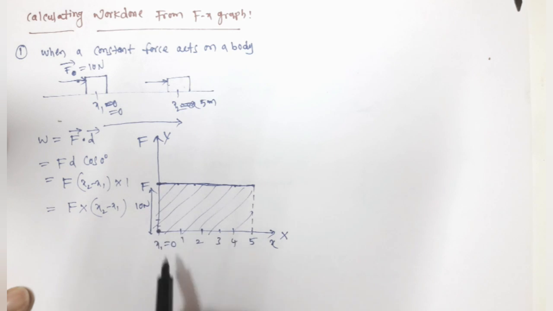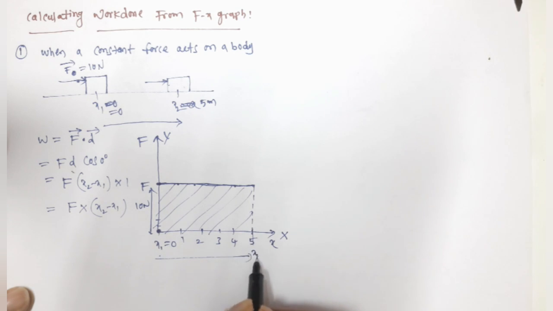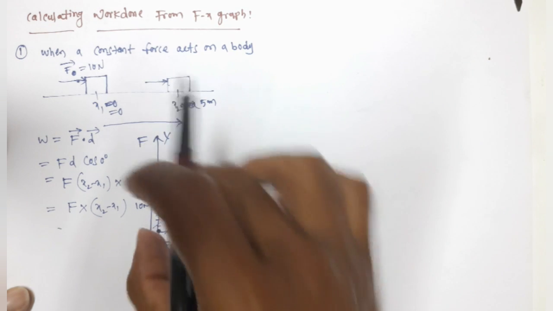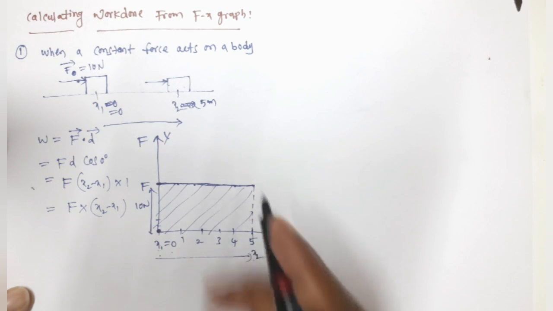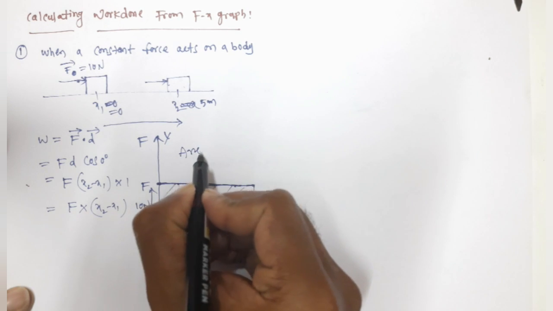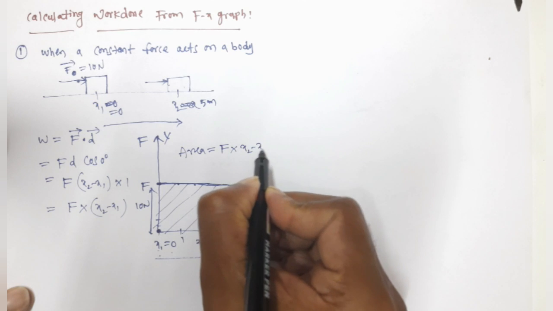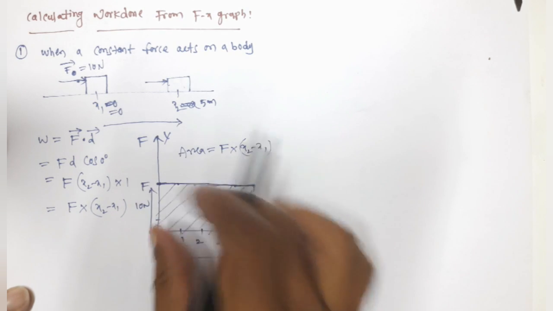This is 10. And what about this value, guys? What is the distance from here to here? This is x1, and this one you are calling x2. So x2 minus x1. If you want to find this area, if this value is F and this value is x2 minus x1, how do you find the area? Area is equal to F into x2 minus x1. Length into breadth.